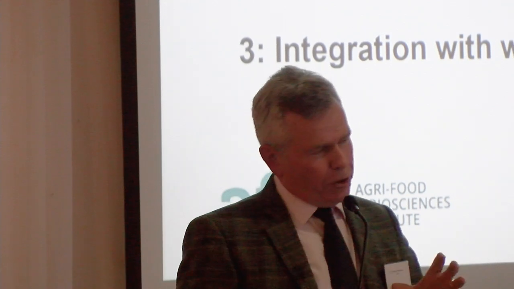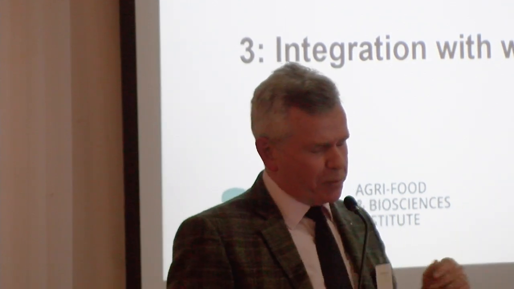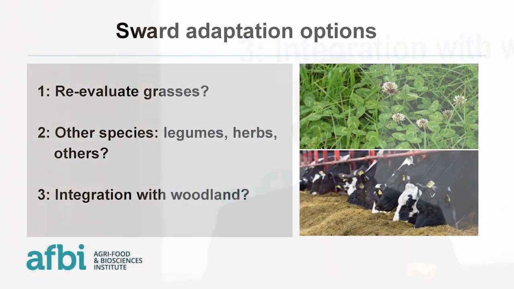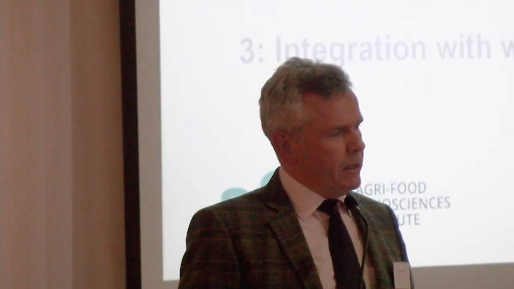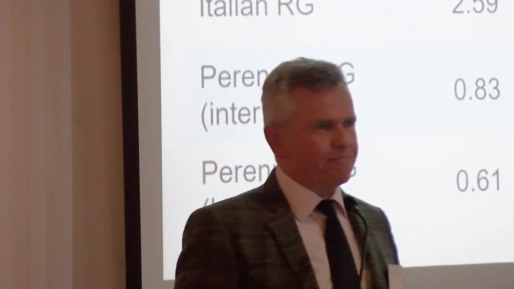But let's now zone in on the swards themselves. There's 3 steps to this. I want to re-look at some of our grasses, look at other species, lots of mentions of multi-species already today, and finally a controversial one, looking at how we can integrate our grassland, possibly with trees. So first of all, looking at grasses.